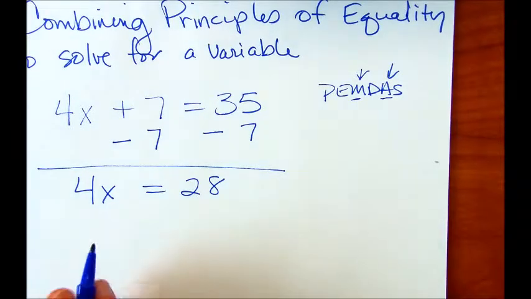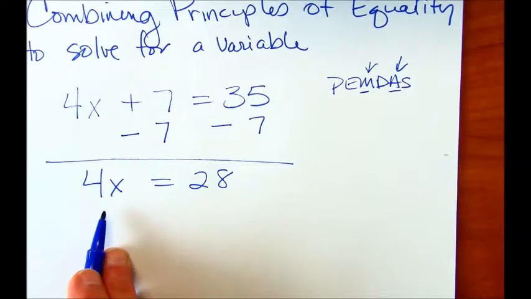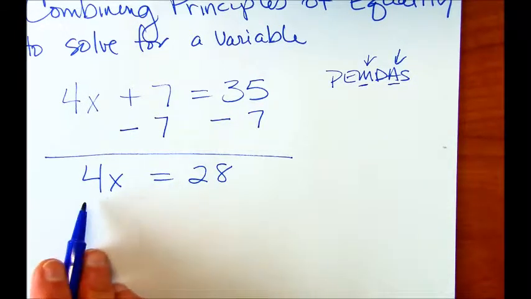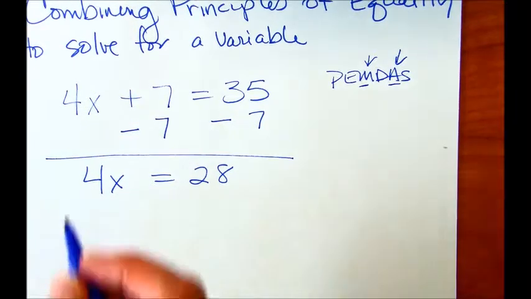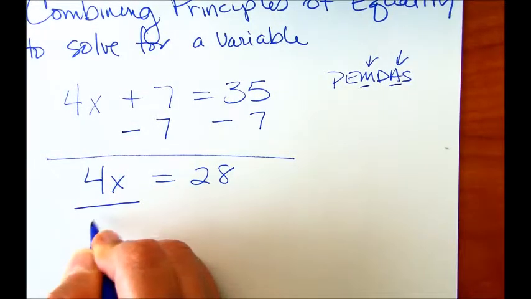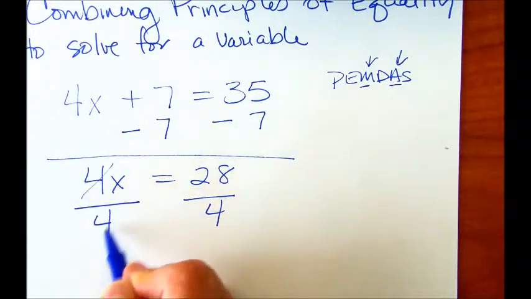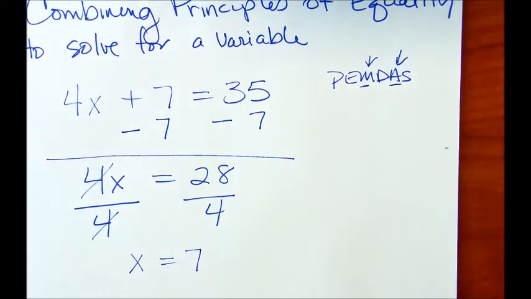Now you can see that x is not by itself, and that's why we've got to go through the sequence again. In this case we have 4 times a number, so the opposite of multiplication is going to be division. We're going to divide by positive 4 on both sides. That's going to get eliminated, and then we've got x, or 1x, equals 7.